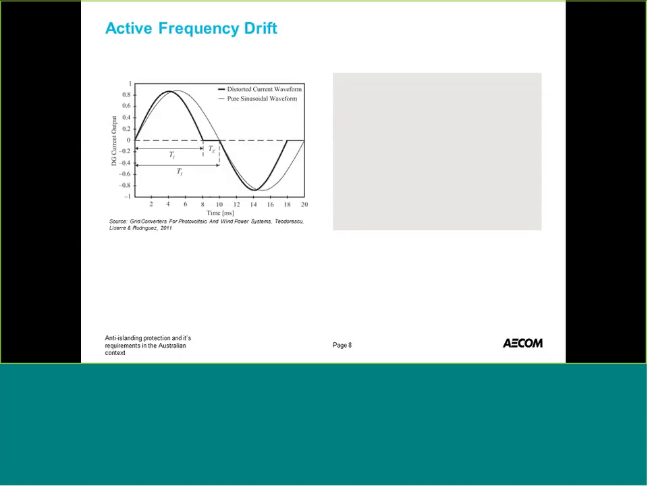So the active frequency drift method, what is it? Basically, it's got what's called a chopping factor, which is defined as twice the TZ value, which is the zero time. So if you look at that graph there, that's the time that the output is forced to zero. So what it tries to do is modify the output frequency of the inverter, for example. Under a strong grid scenario, it can't change the frequency, but under a weak grid scenario, it can change the frequency.